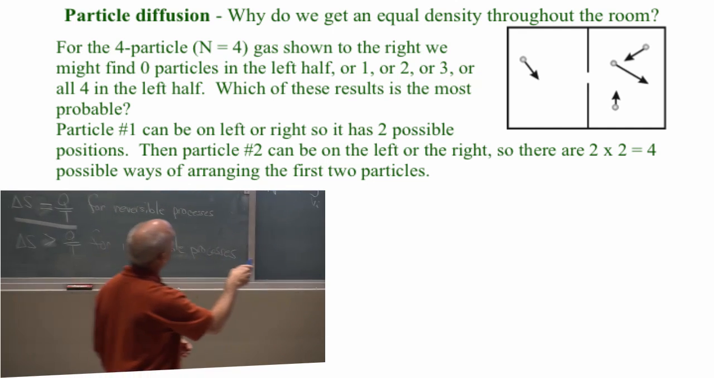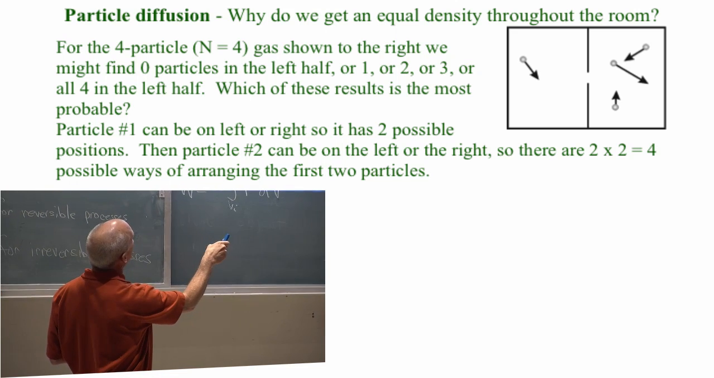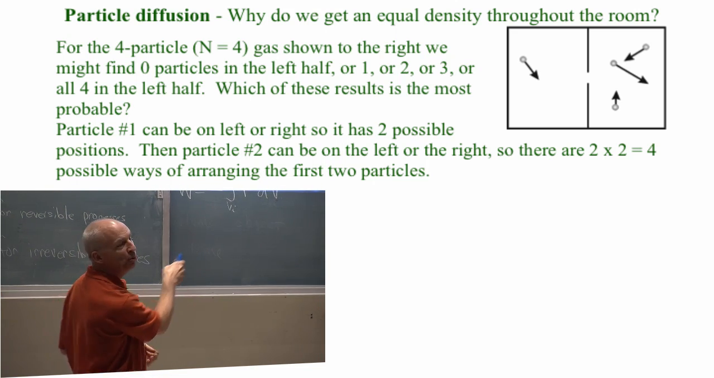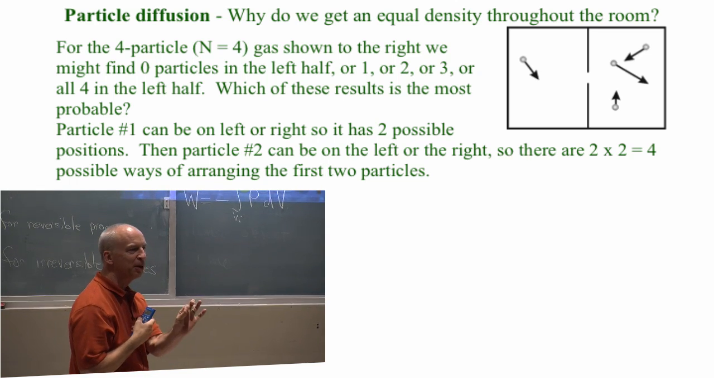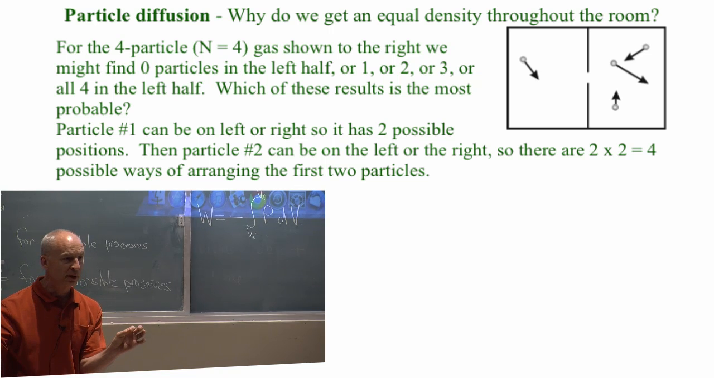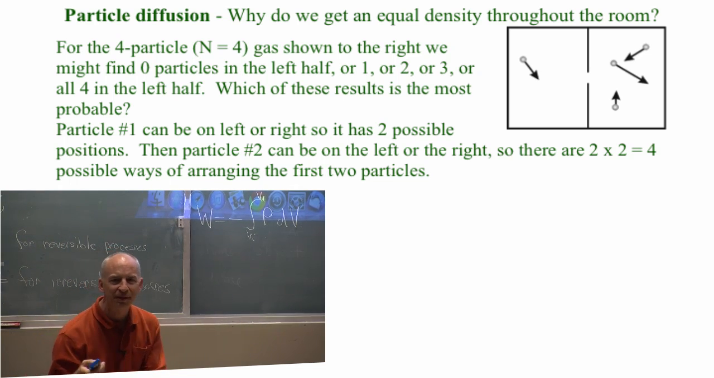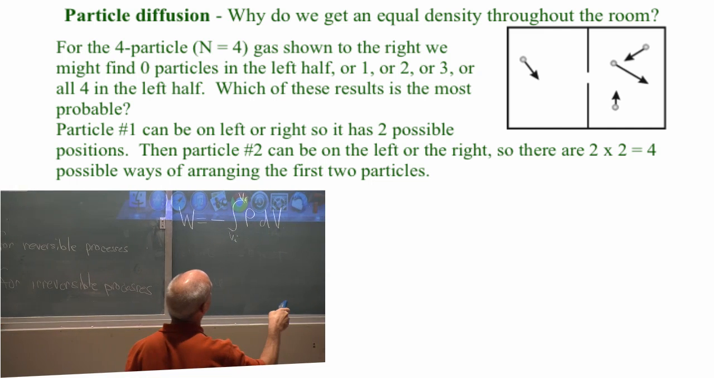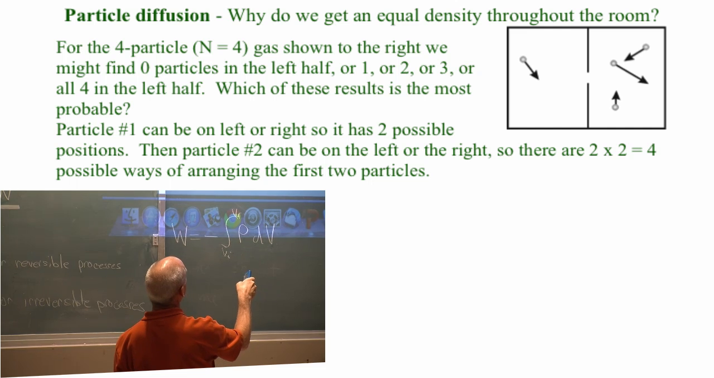So, how many states are there? Well, any atom number one has two possible states. It can be on the left or on the right. Right now I'm being really crude with the location of the atom. All I'm saying is left or right, not exactly where it is. I could be more careful, but left or right is good enough. There's two ways that atom number one can be there.